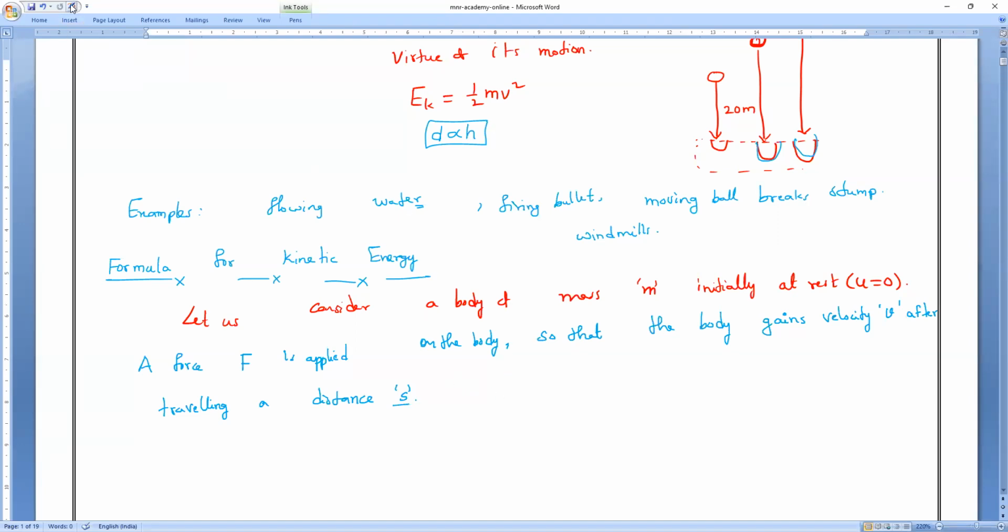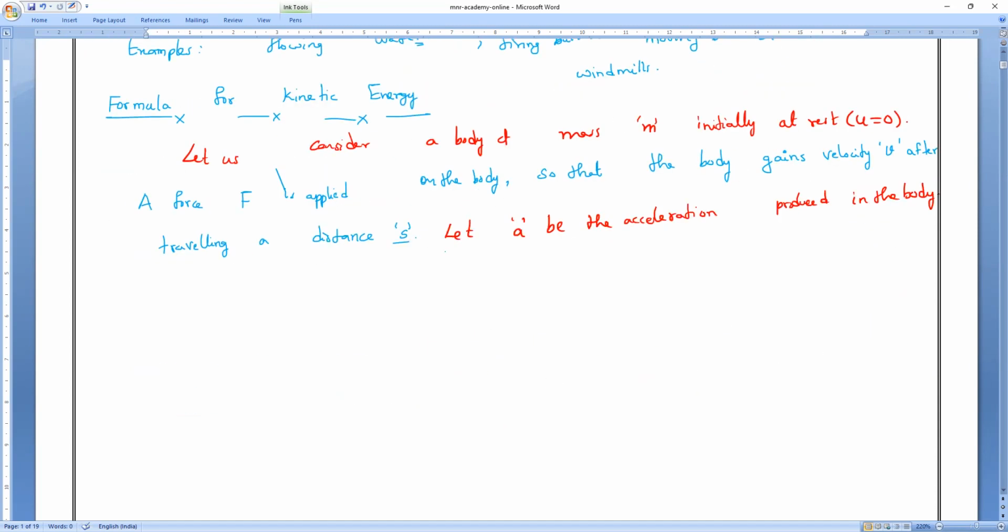Now the velocity is increasing from 0 to v, so the acceleration produced in the body, should we take it positive or negative? Let a be positive, the acceleration produced in the body. So these are the terms I have taken: initial velocity is 0, force applied is F, velocity changes to V, distance traveled by the body is S, and the acceleration of the body is a.